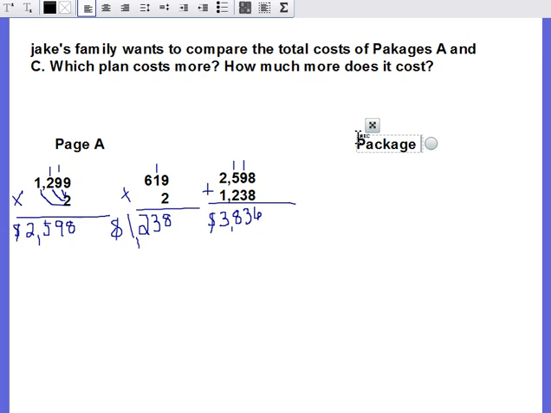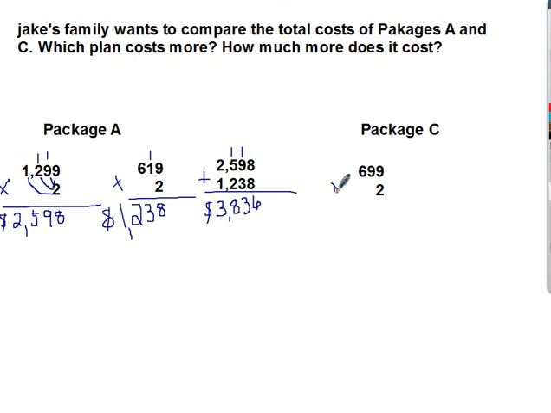Alright, so let's take a look at package C. And this was supposed to be the other package. I'm not sure why that turned out to be page. Alright, package C. So adults for package C was $699. And since there's 2 of those, you're going to take it times 2. Okay, so 9 times 2 is 18. 9 times 2 is 18 plus 1, which is 19. 6 times 2 is 12, plus 1 is 13. Okay, so that's for the adults.